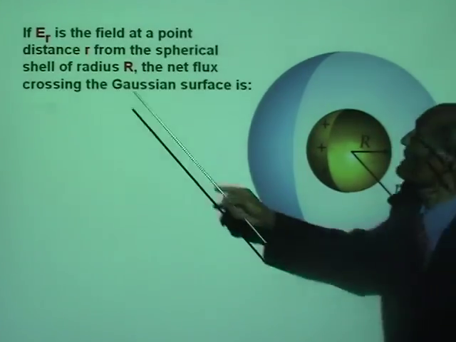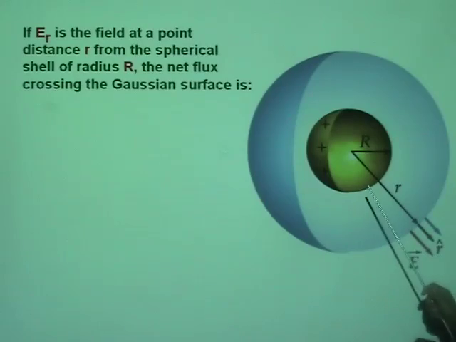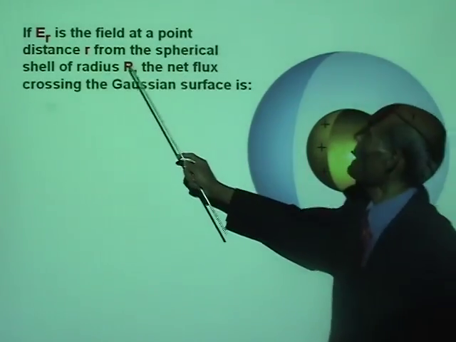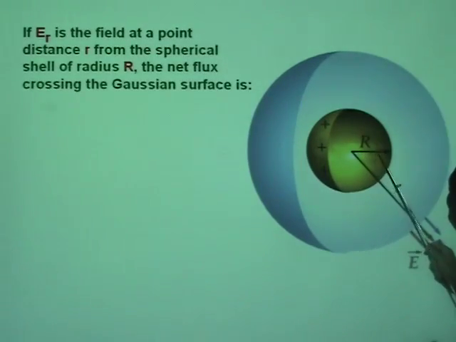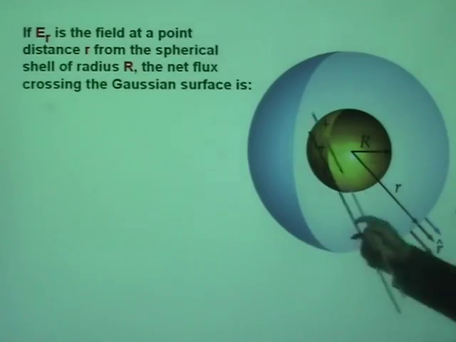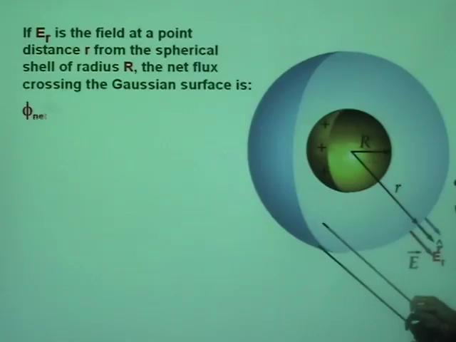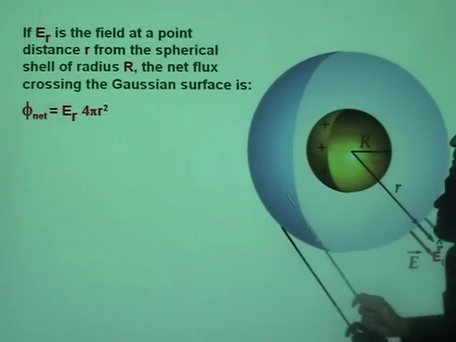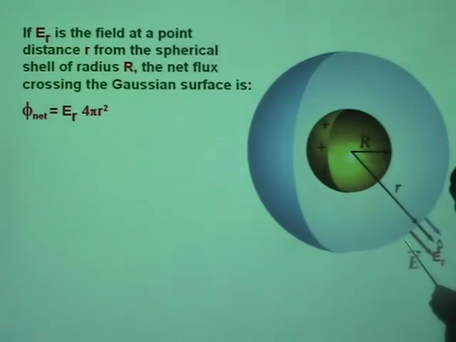Alright. Now, if E_R is the electric field at a distance R, this is the distance R, at a point R from the spherical shell, this is the spherical shell we have of radius R, and we are now looking for the electric field at a point distance R from its center. So let's say E sub R is that electric field. What will that electric field be? Now, if E_R is the electric field there, is that right?